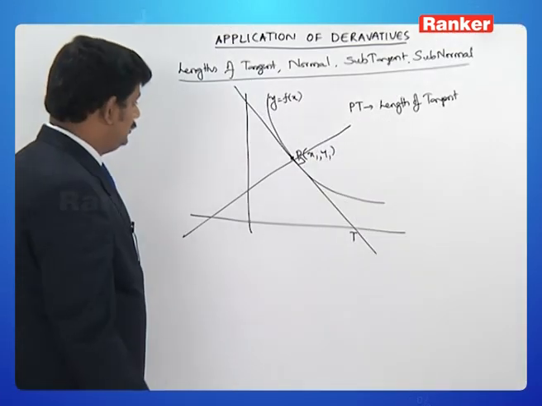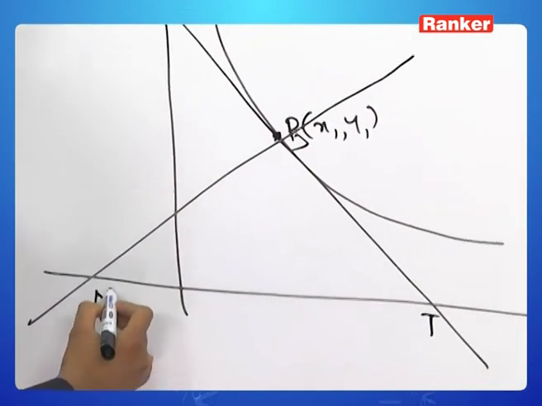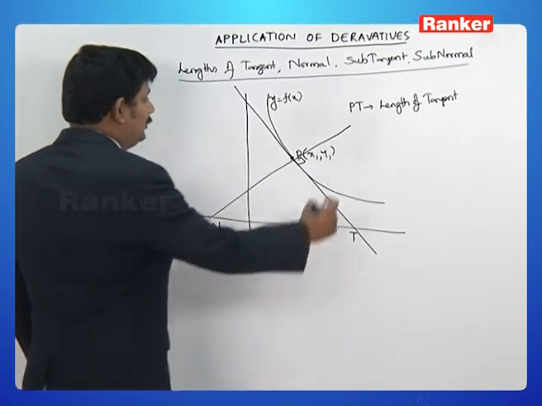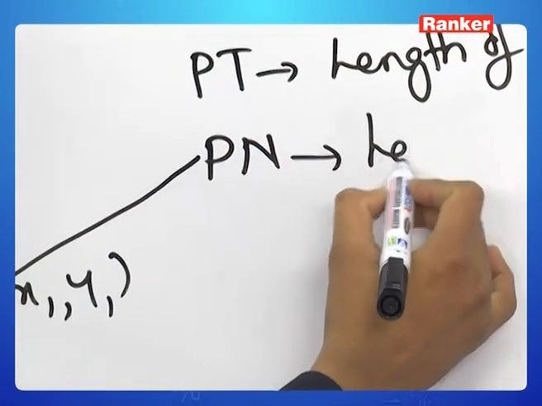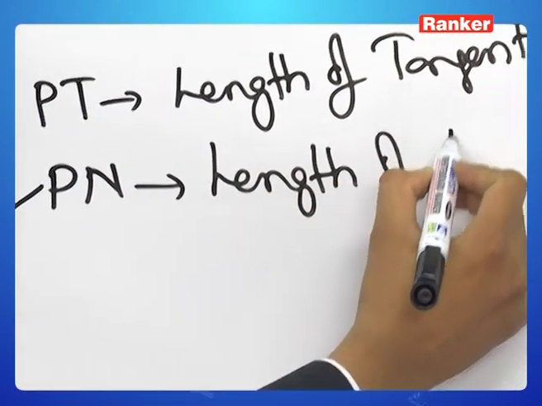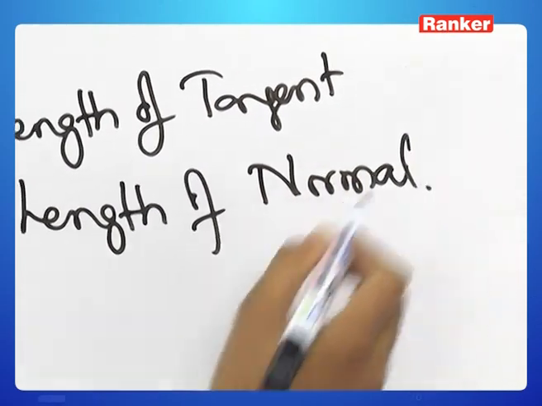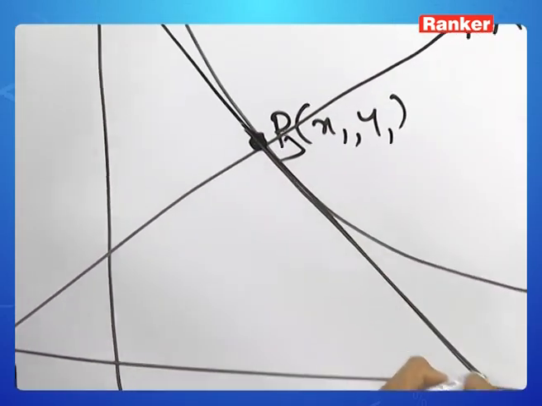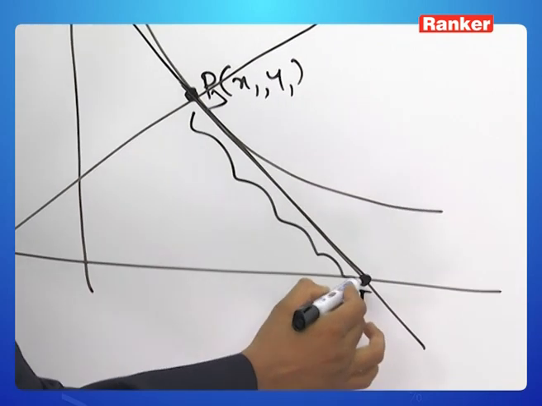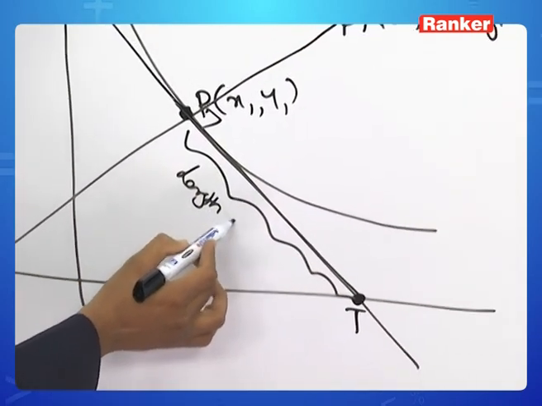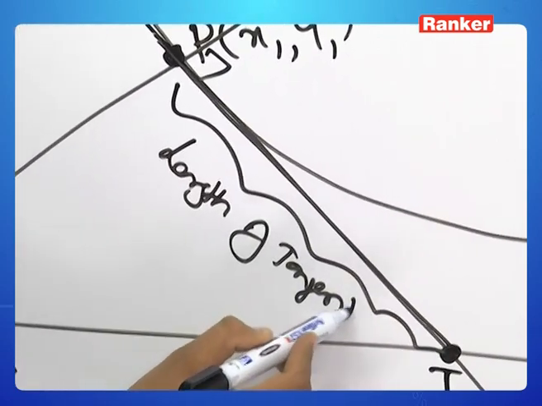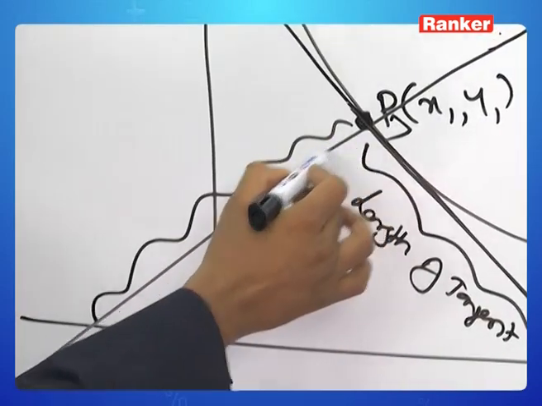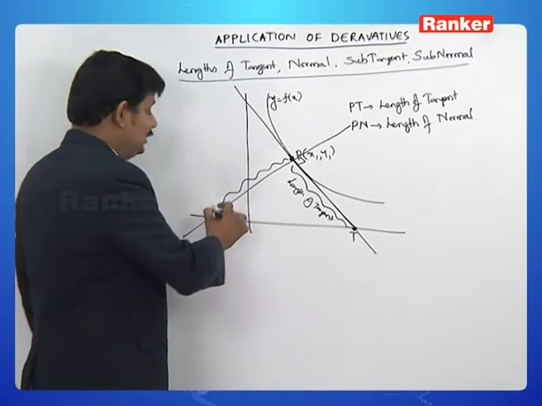Let us say the normal at P cuts the x-axis at N. Then the length PN is called the length of the normal. So, whenever we are drawing a tangent at P, if it cuts the x-axis at T, the length PT is called the length of tangent. Whenever we are drawing a normal at P, if it cuts the x-axis at N, the length PN, this entire length, is called the length of normal.